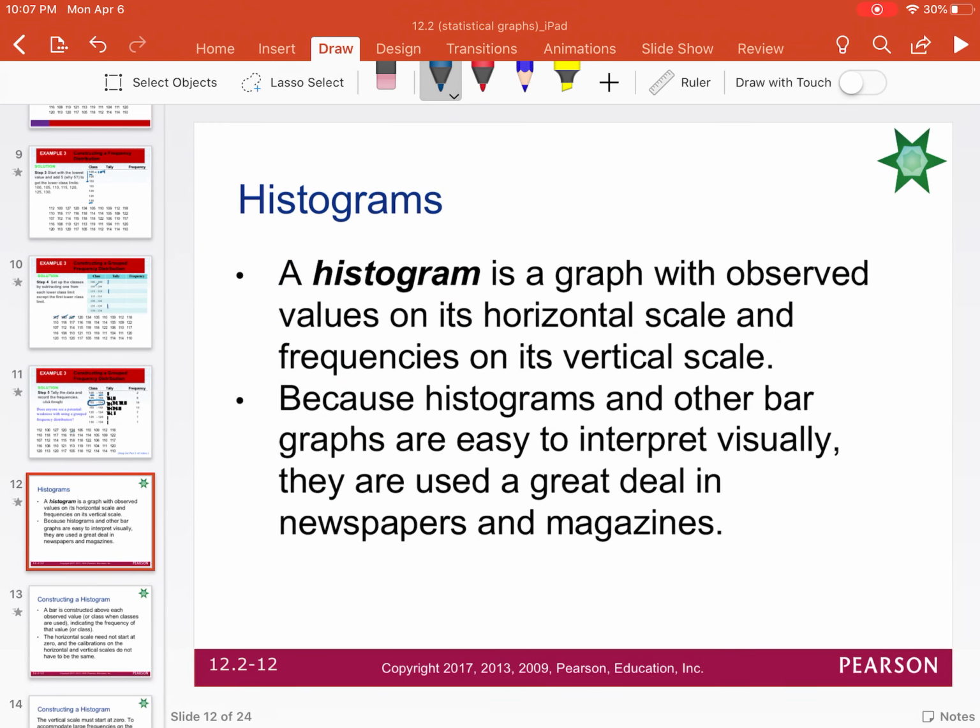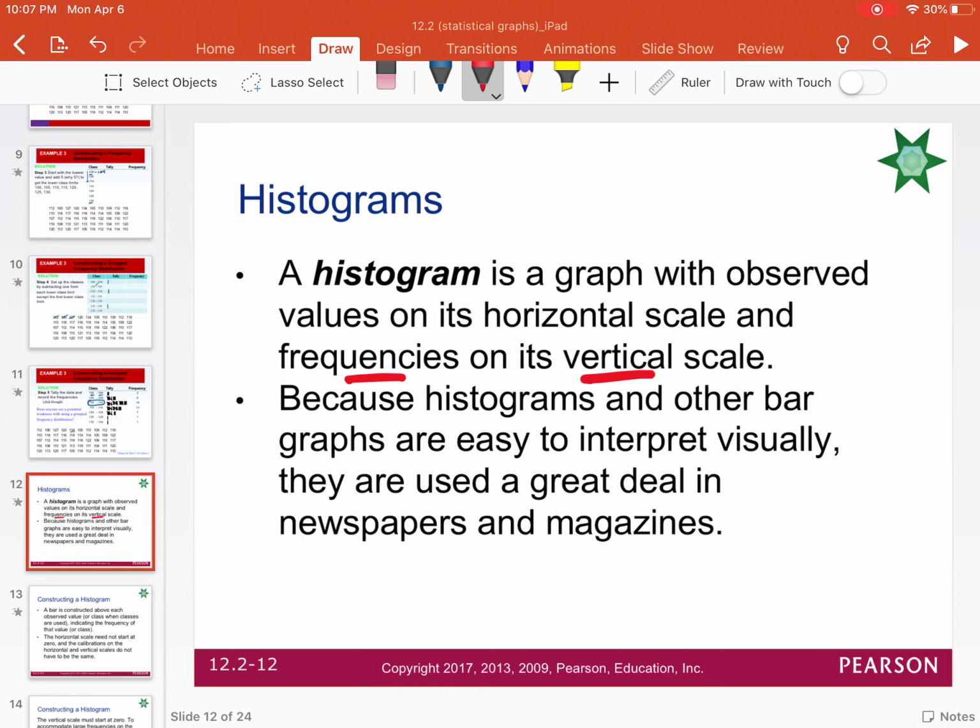Okay, next one is a histogram. A histogram is a graph with observed values on the horizontal scale. I'm sorry, the observed values are on the horizontal, and the frequencies are always on the vertical scale. So if you're looking at how many, that's always going to be the y-axis, the vertical scale. Okay?